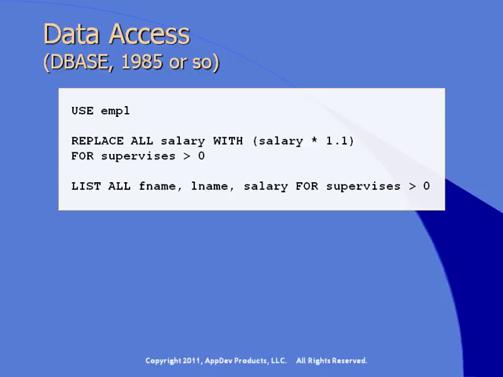said replace all salary with some new expression, and you could say a for clause, or that's a where clause in dBase world, where supervises is greater than 0. And then you could list all those values simply by just saying list all whatever. And of course, dBase didn't have IntelliSense, but if it had, as you wrote this code, those field names would have been brought up for you because the data was integrated with the programming language itself.